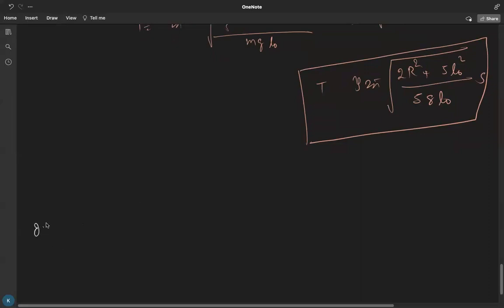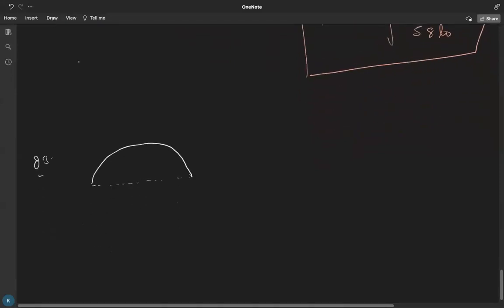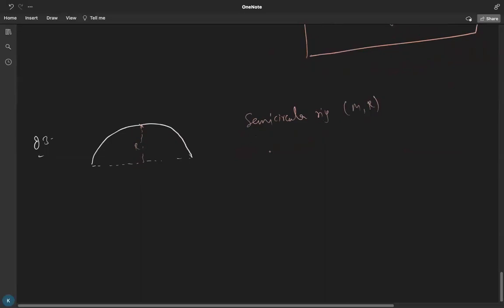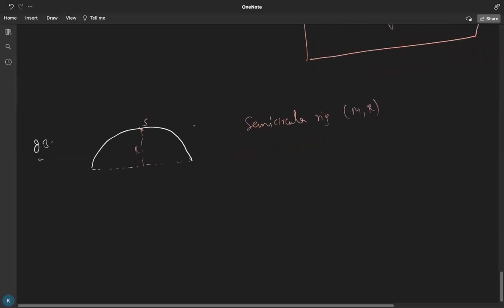Let's take it here. So question number three. We have a semicircular ring, you can assume it in this way. And we have a suspension point there. Its radius is R. It has a mass M and the radius is R. And you have to find its time period where its suspension point is this.